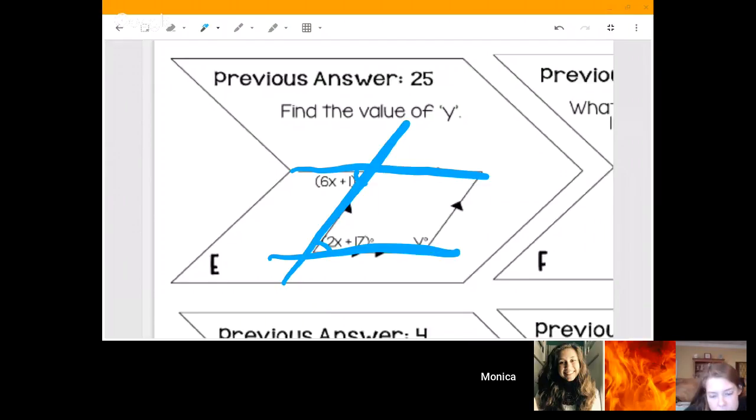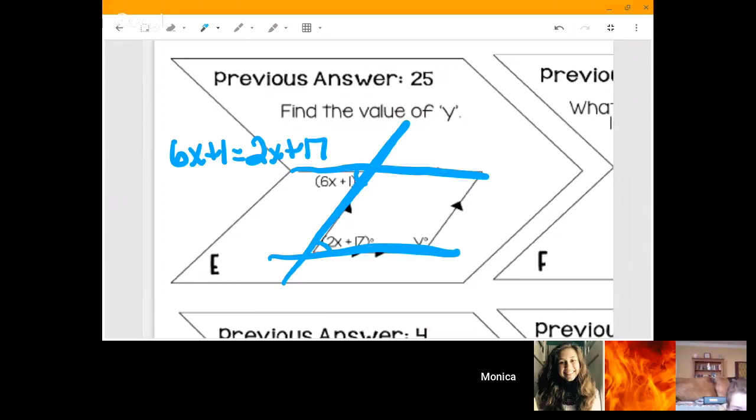So what do we know about the relationship for alternate interior angles? Yes, they're congruent to each other. So how will we set that equation up then? Yep, we'll set them equal to each other. So we'll have 6x plus 1 equals 2x plus 17.